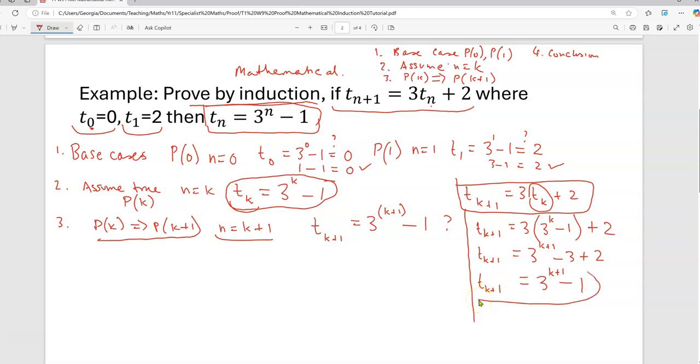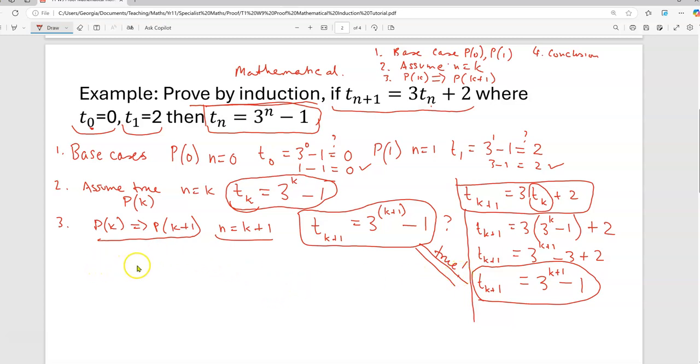And how about that? That is exactly the same as what we get from the formula. So that's one way of showing it's true. The beauty about mathematical induction, so that's one way, we showed that that was true. That's one way, and that's perfectly valid.